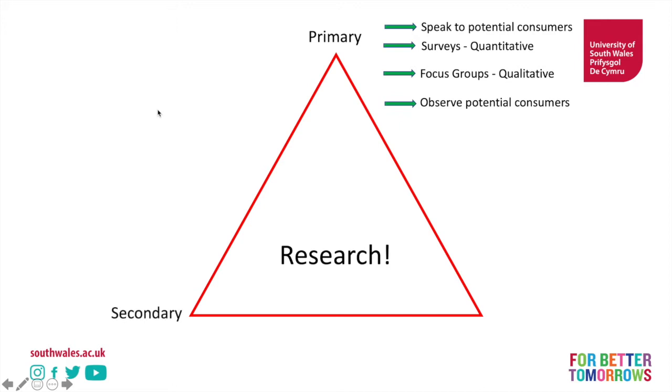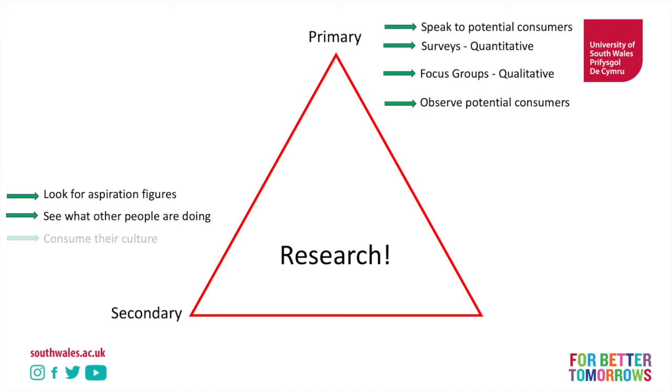We look at secondary research. So that is where we might be looking for aspiration figures. So key people, not influencers necessarily, but key people that our consumers might want to emulate. But we see what other people are doing. So people of a similar demographic perhaps, but also other designers, where we consume their culture. So understanding what feeds their identity, what cultural triggers impact their identity.